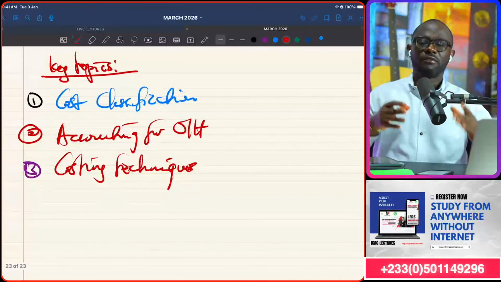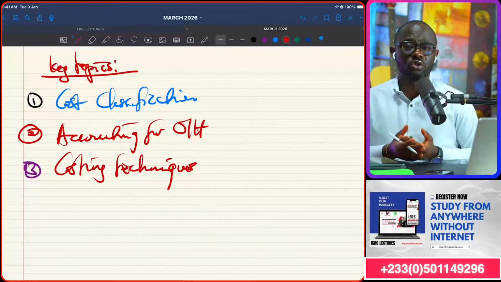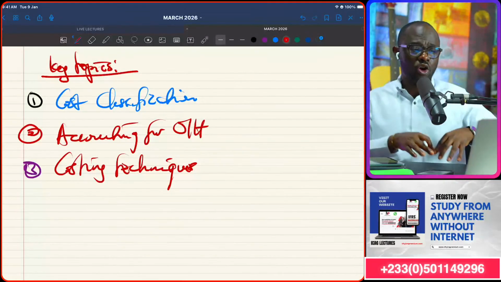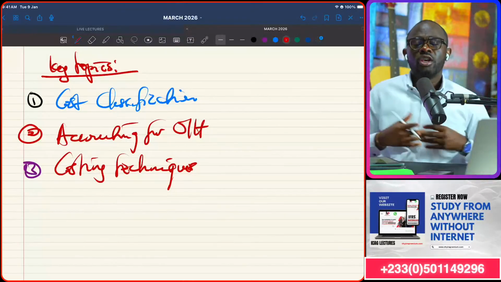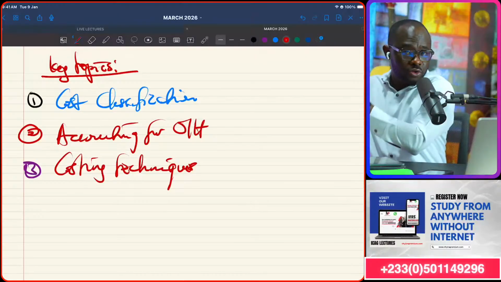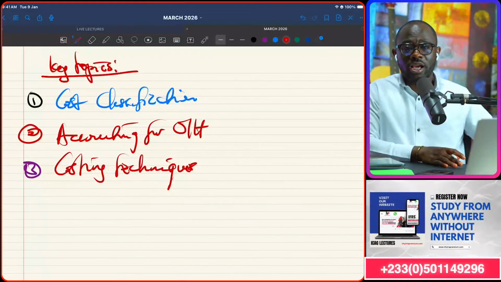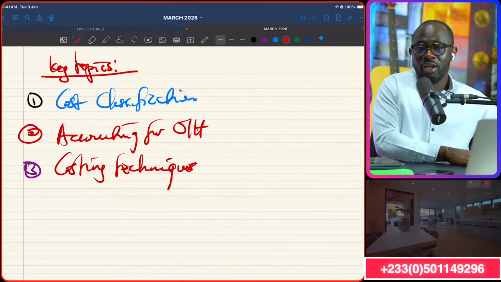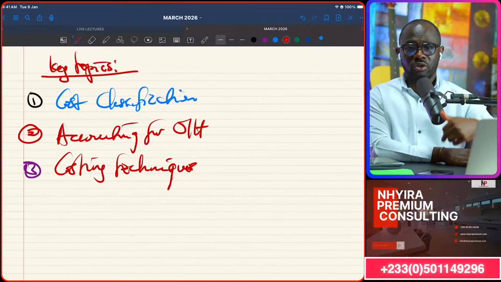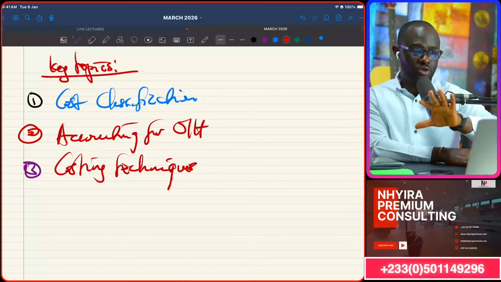Now, we have costing methods, which you are supposed to know about, like job costing, batch costing, process costing. Those are costing methods. You are supposed to know them as you are in management accounting level 2 because they are in introduction to management accounting level 1. So the costing methods, job costing, batch costing, process costing, those things, you must know them.